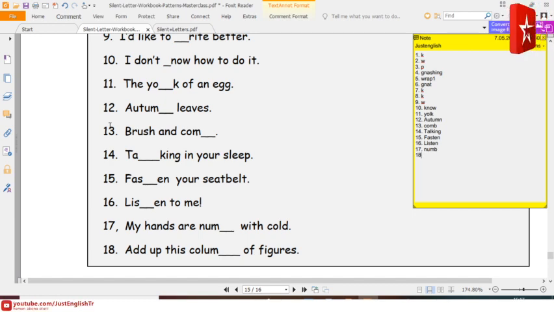And the last one, number 18, add up this column of figures. Yes, thank you. Your answers are correct. I am waiting for your answers. Add up this column. So, COLUM and what? N. Yes, Zafer is the first student who wrote the correct answer. N is the correct answer for this word. Column finishes with N, but we don't pronounce it. Your answers are absolutely correct.